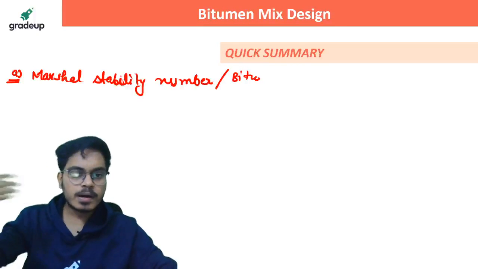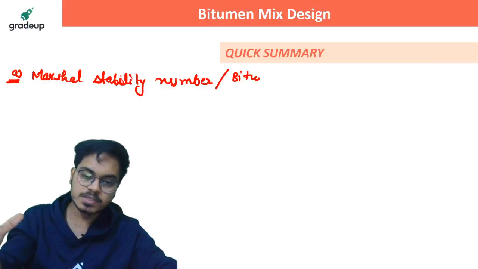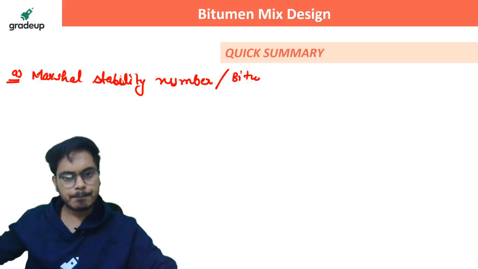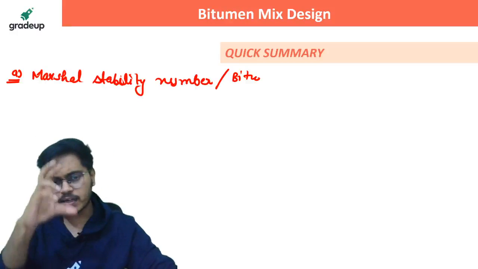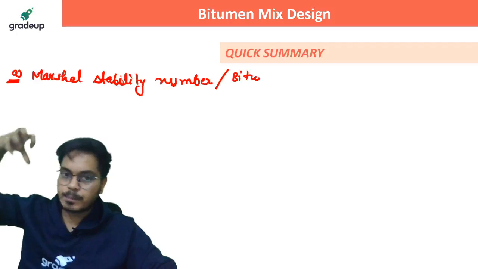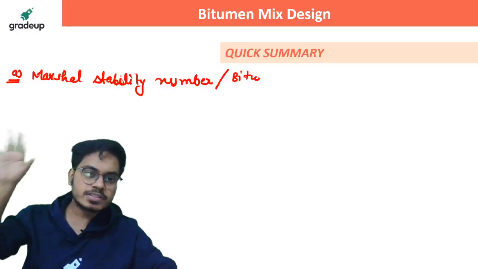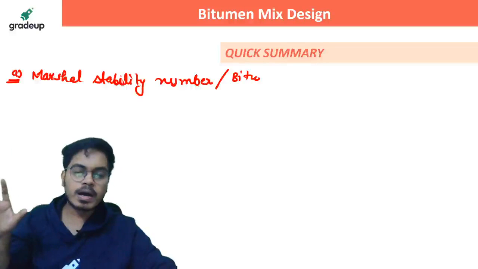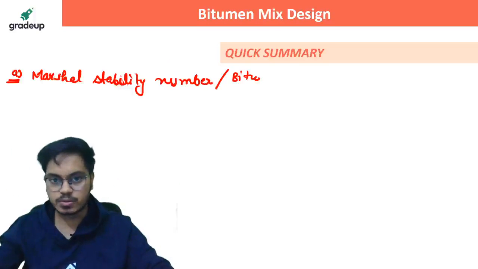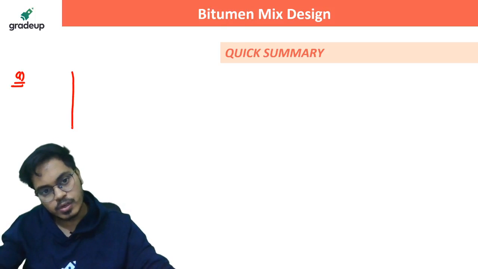We carry out the Marshall test, and in that Marshall test we first make a specimen with the help of bitumen. Okay, a specimen of the whole mix is made, and then we do a test on it and we apply load on it and we see how much load it can bear. So the load at which it is going to get failed is your Marshall stability number. It is in kg only, right? Load is in kg only. Okay, so this graph will look like this.